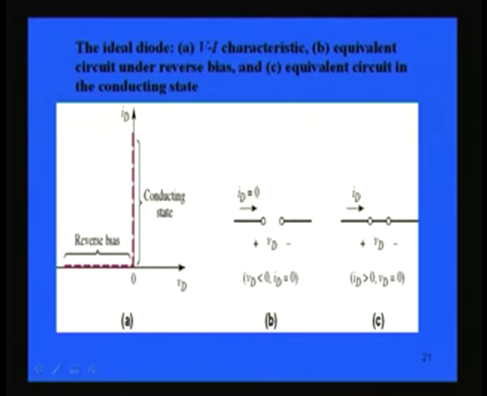That means the ideal diode has this type of characteristic that we can just assume it is like a switch. Under reverse bias, it is like an open switch, open circuit. And under forward bias, when it conducts, it is like a short-circuited switch because the voltage drop is 0. When it is under reverse bias, current is 0, when it is conducting, the voltage is 0. So, this is just a theoretical diode which will help in further analysis, that is why we are bringing in this ideal diode.